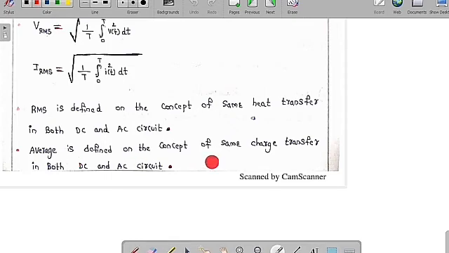Average is dependent on the concept of the same charge transfer in both DC and AC. So the same heat means RMS value, and the same charge for both DC and AC, we are going to call it the average. So RMS is the concept of the same heat for both AC and DC application, whereas average means the same amount of charge is transferred for both AC and DC application.